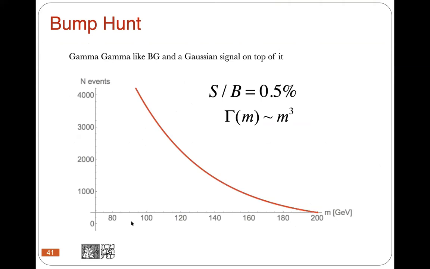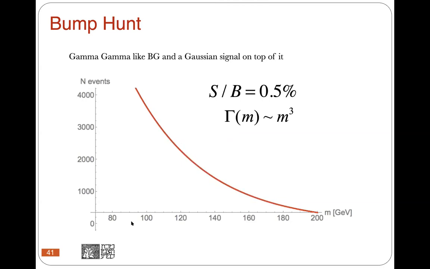For this game, I generated events which are very inspired by the Higgs, just for pedagogic reasons, where I took S over B to be 0.5%, and the width of the mass depends on the mass. As the mass of the signal increases, the expected signal, because I don't know if it's there or not, is more smeared. Look at this. See what happens? It's very hard to exclude the very heavy Higgs because it becomes very wide. That's how it looks. See? Now, I don't know what the signal is, but I have to take this into account.